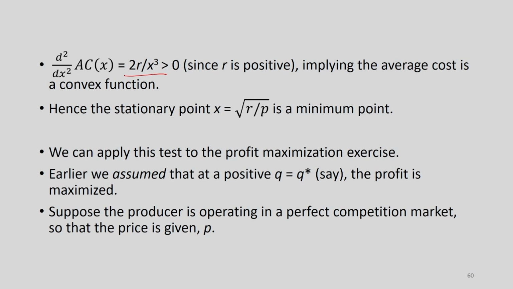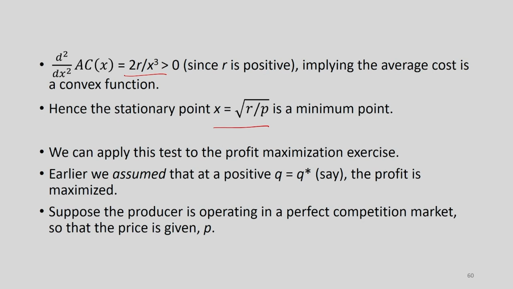At that point where the first derivative is satisfied, this implies that the average cost is a convex function, and if you have a convex function, then we just apply that formula. If you have a convex function and if you have a stationary point, then the stationary point should give us the minimum. So, x is equal to root over R divided by P is a minimum point, proven.